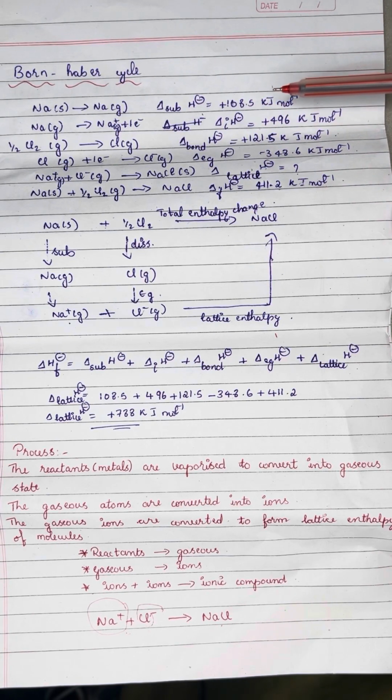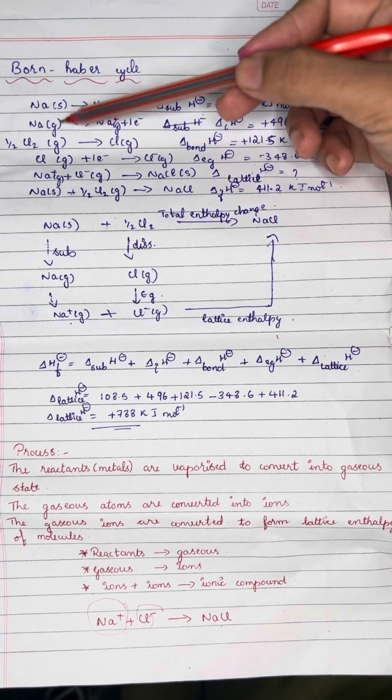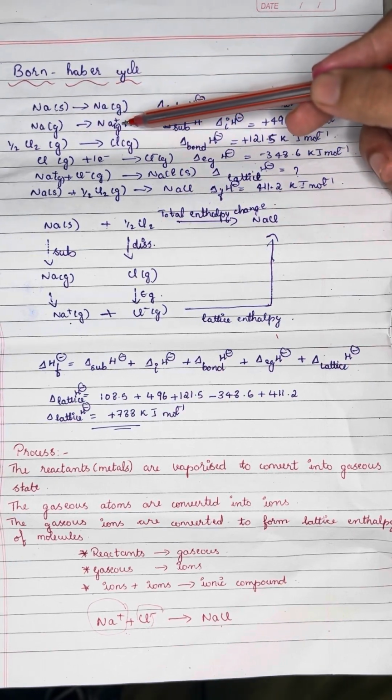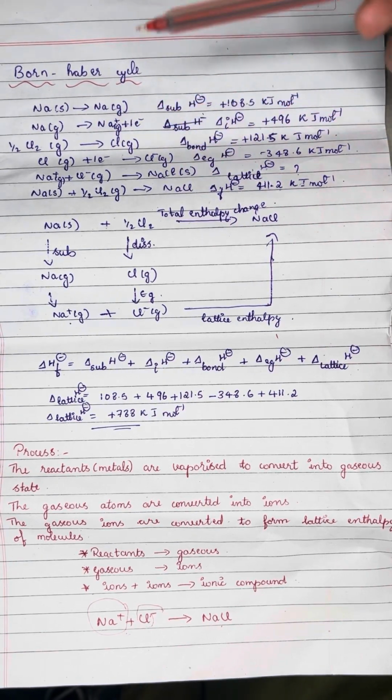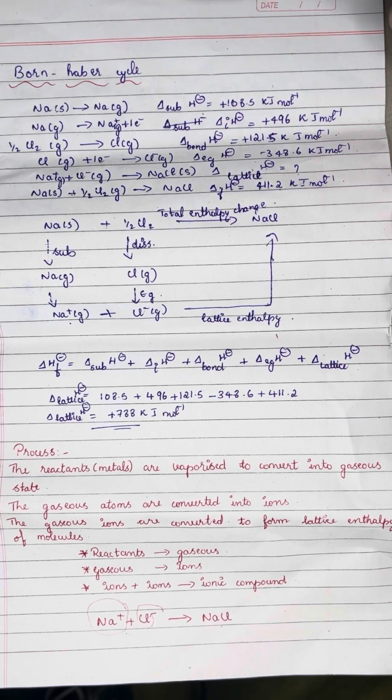and again in the next process this gaseous Na will be getting converted to the Na plus, and when this Na is getting converted to Na plus, obviously there will be loss of one electron. Since there is a formation of an ion, this enthalpy is known as the ionization enthalpy. So the ionization enthalpy of Na getting converted to Na plus is found to be plus 496 kilojoule per mole.